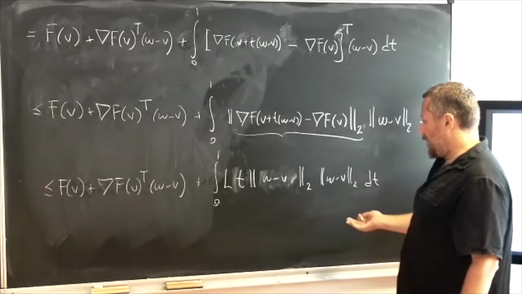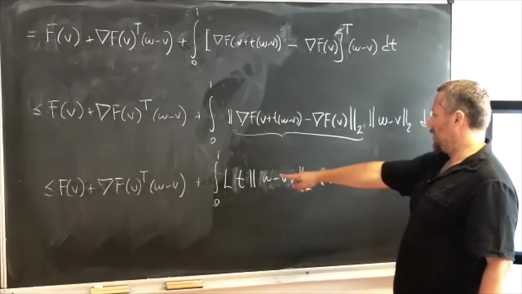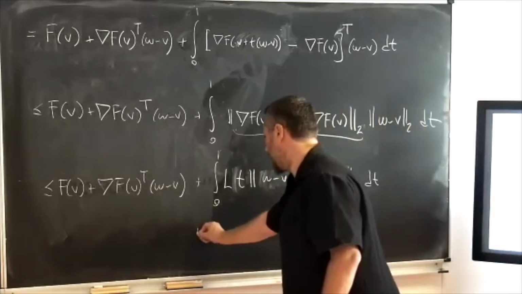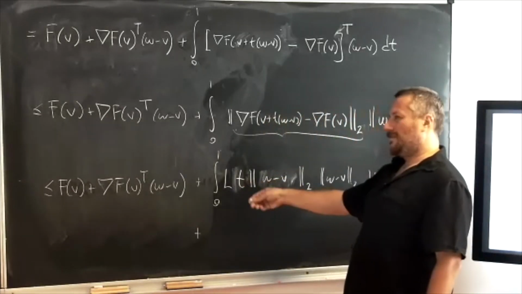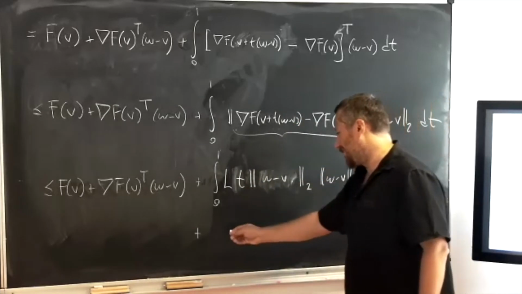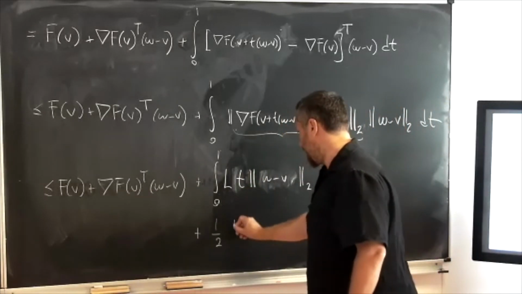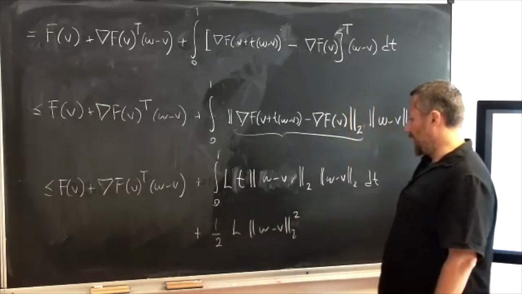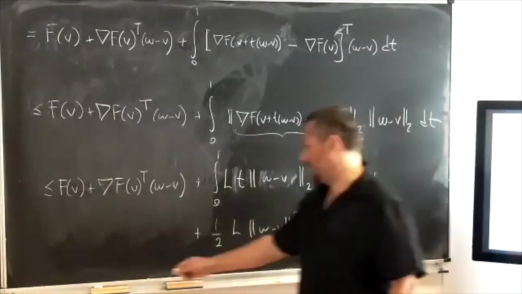All right, then as you can see, everything is a constant except t. This turns out to be t squared over 2 from 0 to 1. It's 1 over 2 times L times the norm of omega minus v, squared.